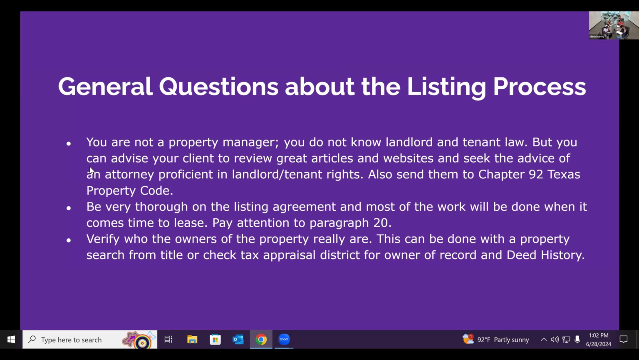Verify who the owners are. You want to look at the tax record and see if the person you're talking to is the person who actually owns the property. If they're not, then you want to get documentation that they do have a legal right.